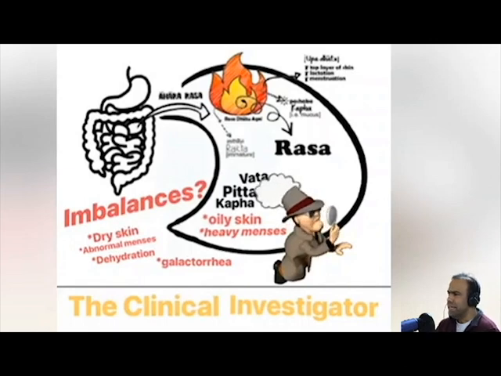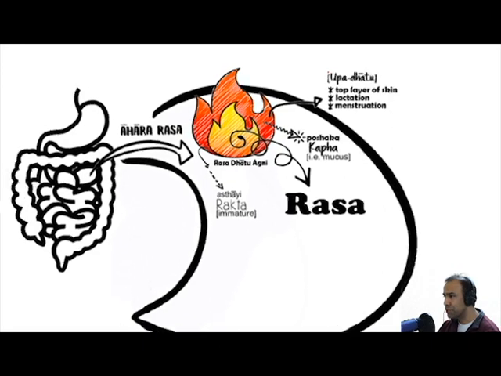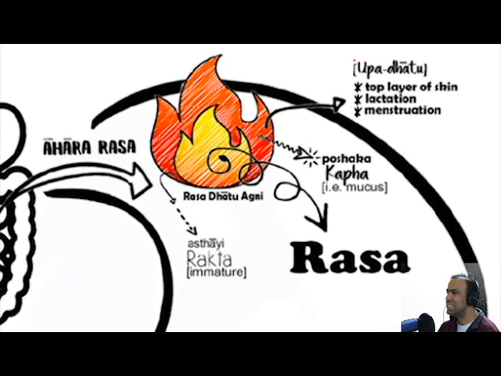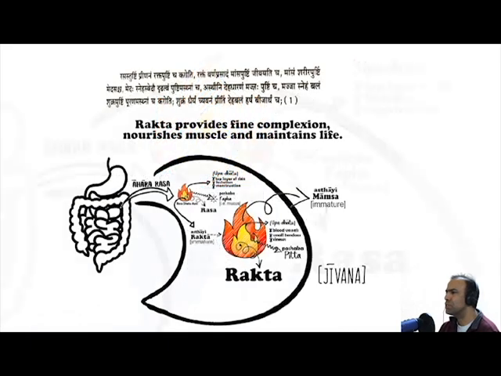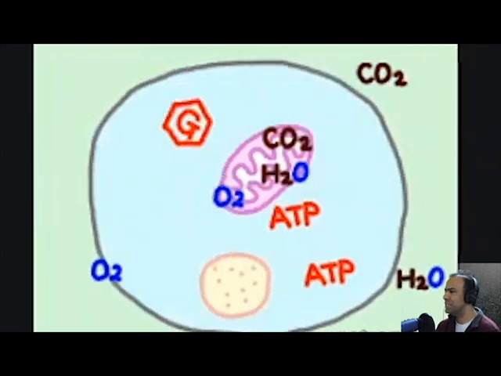imbalances may arise. The final byproduct of Rasa Dhatu through the process of transformation is the production of precursors for the next succeeding Dhatu, which happens to be Rakta Dhatu, or the hematocrit portion of blood, which also circulates all throughout the body, providing the life-giving function, for example, oxygenation. Oxygenation being cellular respiration, essential for life.